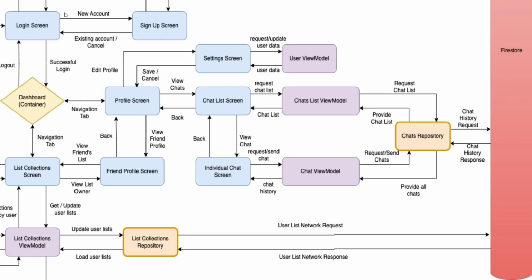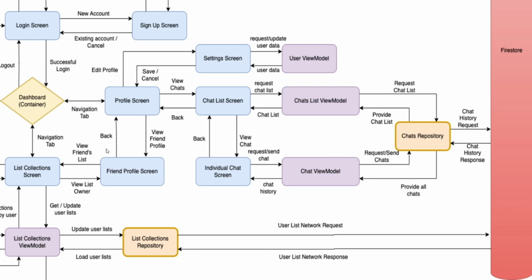So once we log in, we'll be put in a dashboard, and one of those dashboard tabs is the profile section. From the profile section, you can go to settings, and from the settings, you can update user data, and of course, the user view model will give the user data to the settings to show your username, your email, and so on and so on. From the profile, you can also go to your friends profile, such as who you're following and who follows you, and stuff like that.